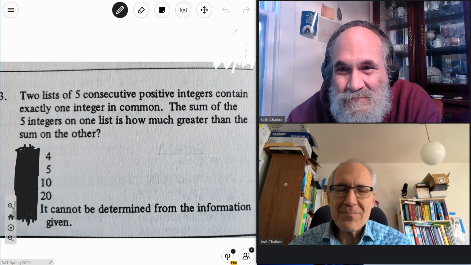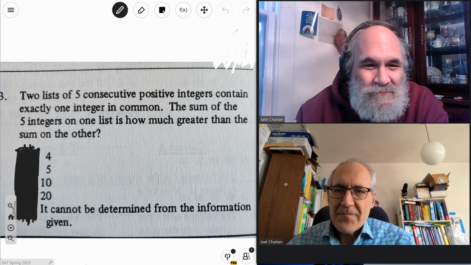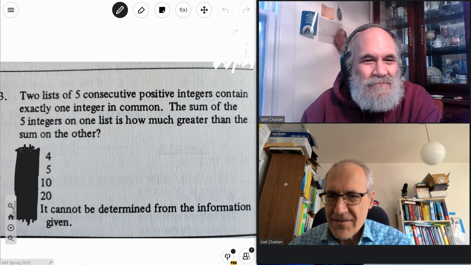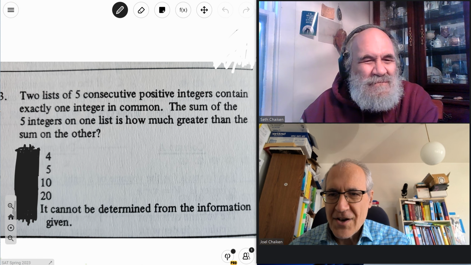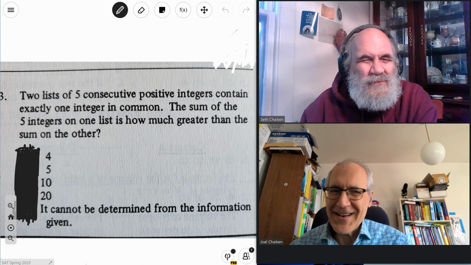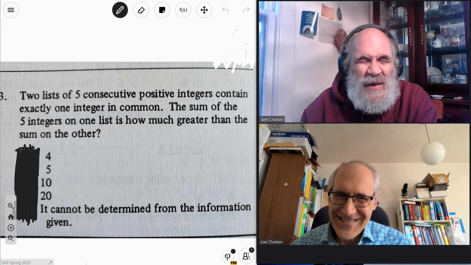I doubt you had a problem like this in school. So everyone, good luck. Two lists of 5 consecutive positive integers contain exactly one integer in common. The sum of the 5 integers in one list is how much greater than the sum of the other? I'm not in the mood to do it. So how do I think of it?